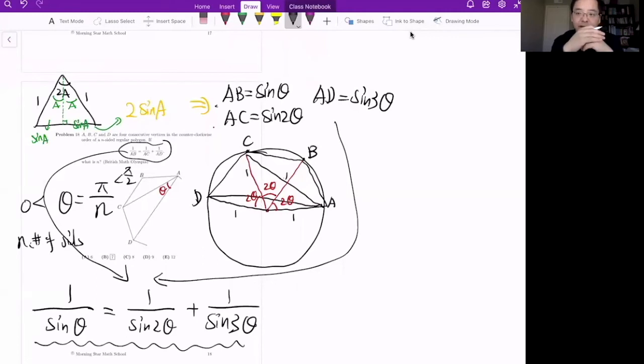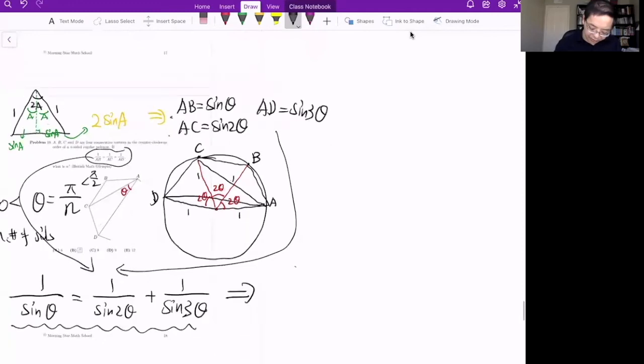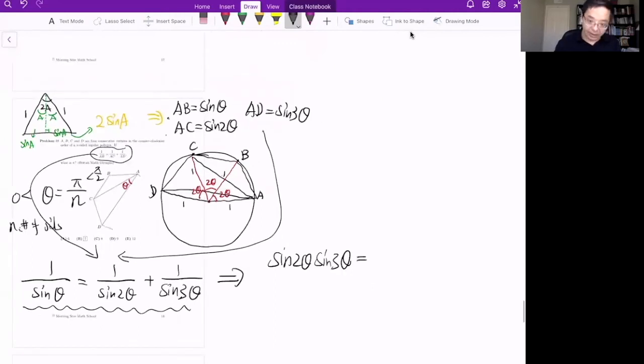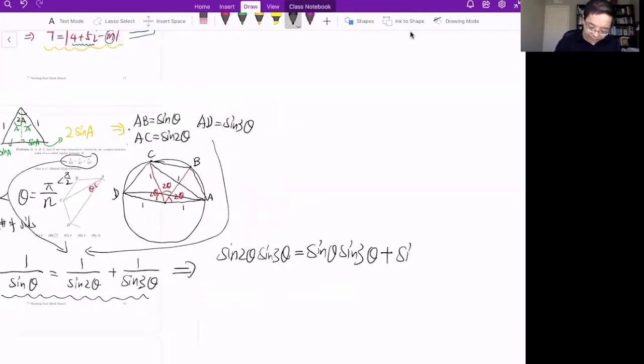So first, let's simplify it. You have those fractions, right? So we multiply by the common denominator on both sides to remove those fractions. So from here, we can get sine 2 theta sine 3 theta equals sine theta sine 3 theta plus sine theta sine 2 theta, right? So this is what we have. Okay, now we have this equation.